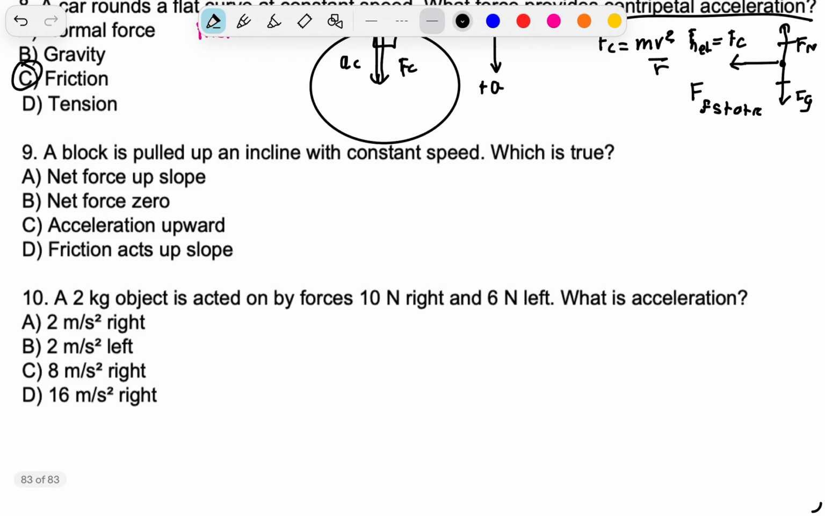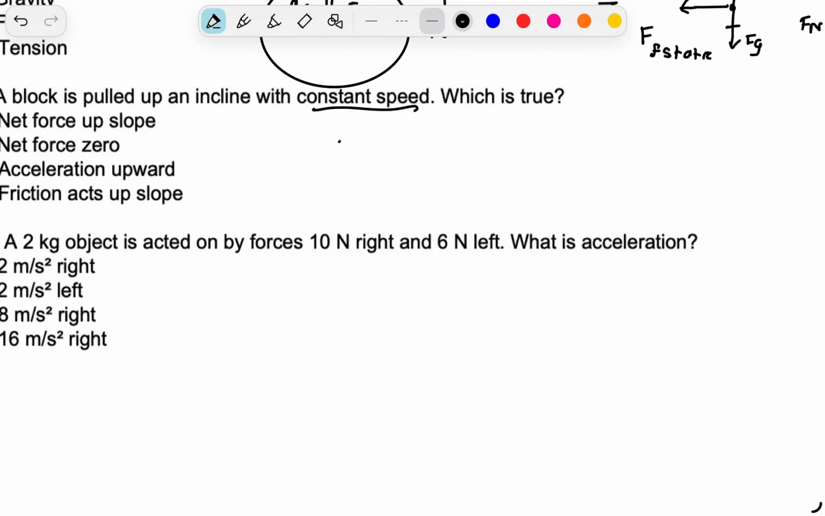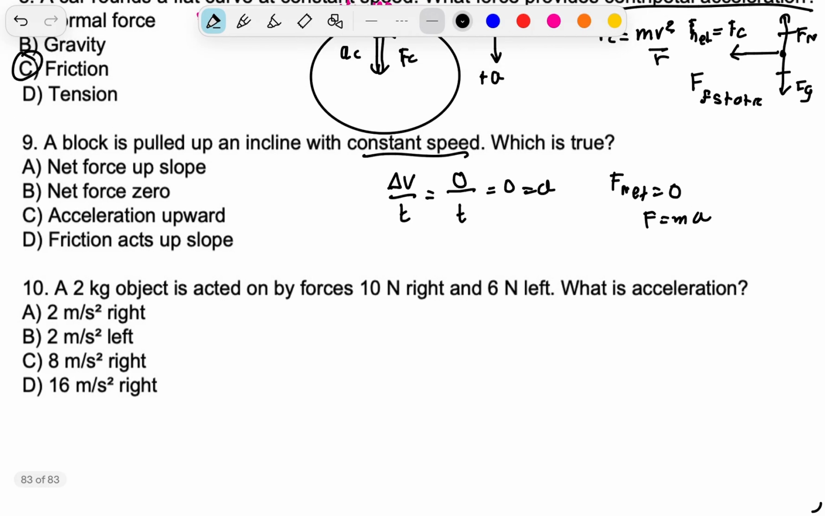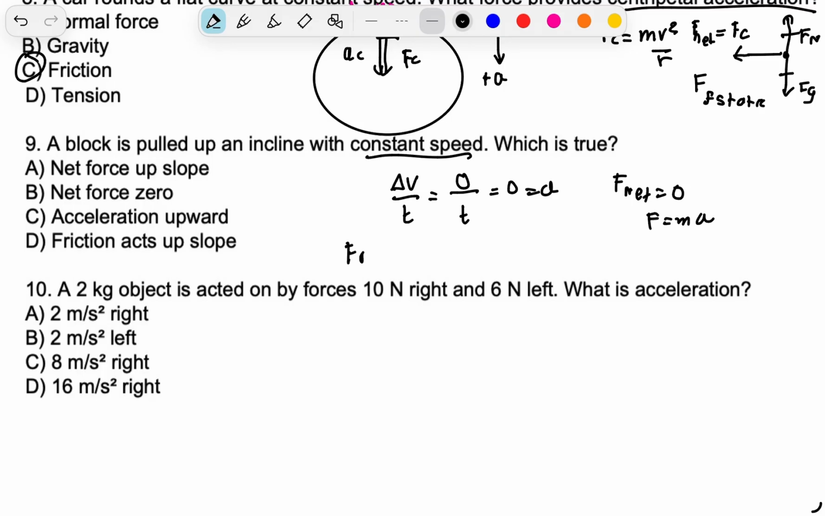So you have a block that is being pulled up an incline at a constant speed. What do you know is true? Constant speed, again, that's just delta v over t. The change in two constant, same numbers, the difference is going to be 0. So your acceleration is 0. When acceleration is 0, we know that F net is equal to 0 because F is equal to ma. So the friction here is going to act down the incline, because we are moving up the incline. So friction is down, the opposite of that upward movement.